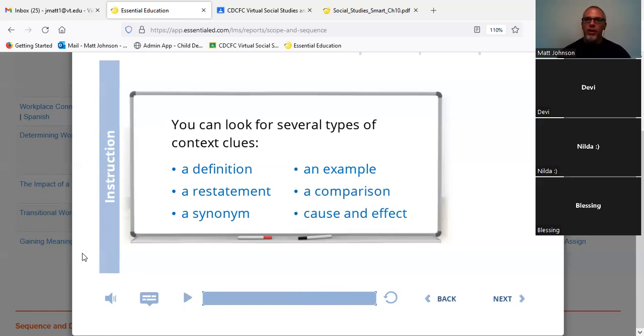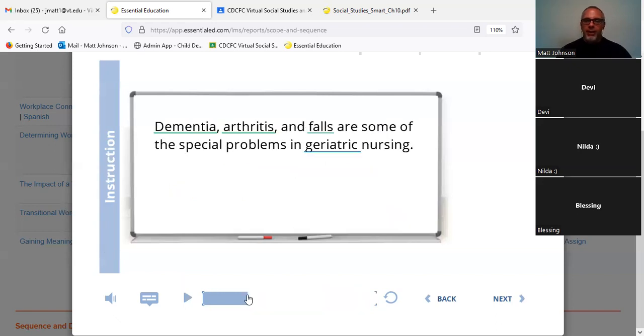But again, context clues are really important. Just like she mentioned here, there's not a real strong sense of a root word. Now, there is the IC at the end that's a suffix. Actually, I think the TRIC would be considered the suffix there, which tends to relate to medical practices and nursing and things like that. But you see those words: dementia, arthritis, and falls are some of the special problems in geriatric nursing. Well, we're all familiar with nursing. Whatever form it is, we have a pretty good understanding of what that job entails and what industry it works in. But geriatrics, maybe not so much. Our clues there: dementia, arthritis, and falls.